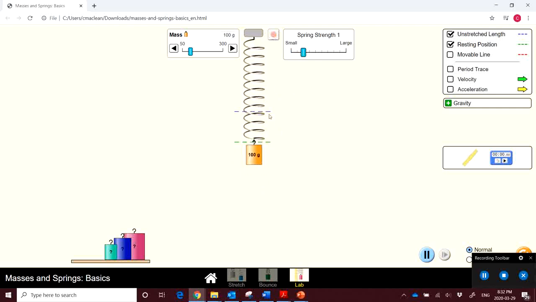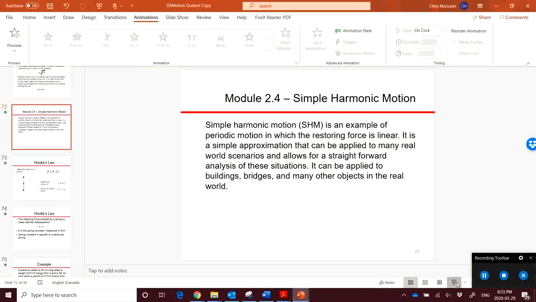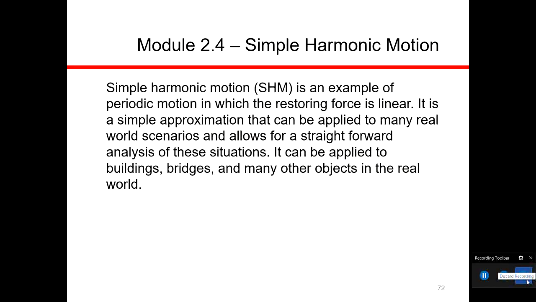So we're going to study the math behind all of this and also the math behind these oscillations, and how we can use these oscillations to determine things like the spring constant or the period of a spring or how much mass a spring can hold before it may break. So we'll come back to this simulation in a couple of minutes. But first, let's start looking at a couple of spring laws.